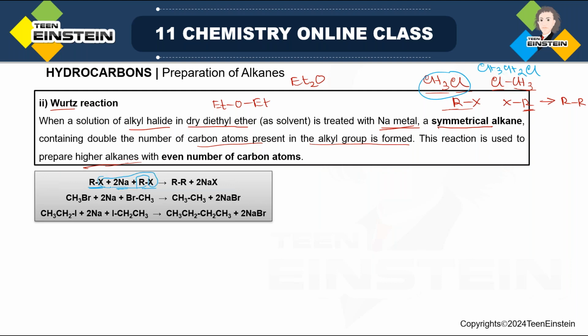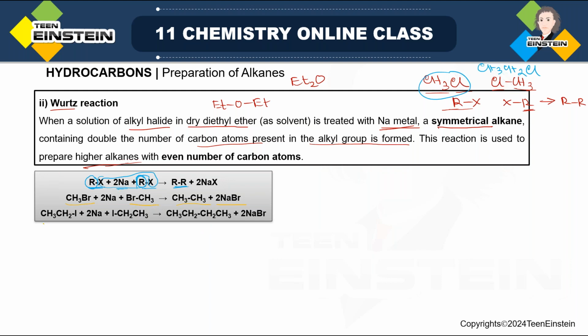So here X, X and 2Na are removed, and these are as if connected with this. So you are getting R-R and 2NaX. Now X, if it is Cl, you are getting 2NaCl. Now the actual example is also mentioned here. If you have started from CH3Br, two molecules, in the middle if you place sodium, now we will get two molecules of sodium bromide as byproduct, and this will be your final product.